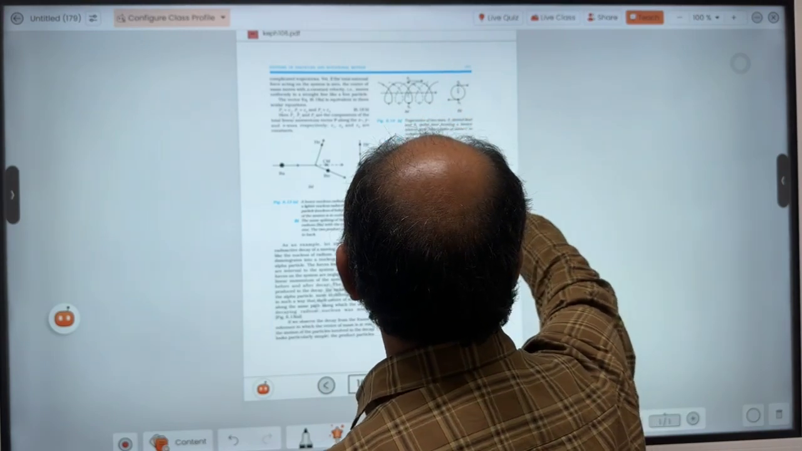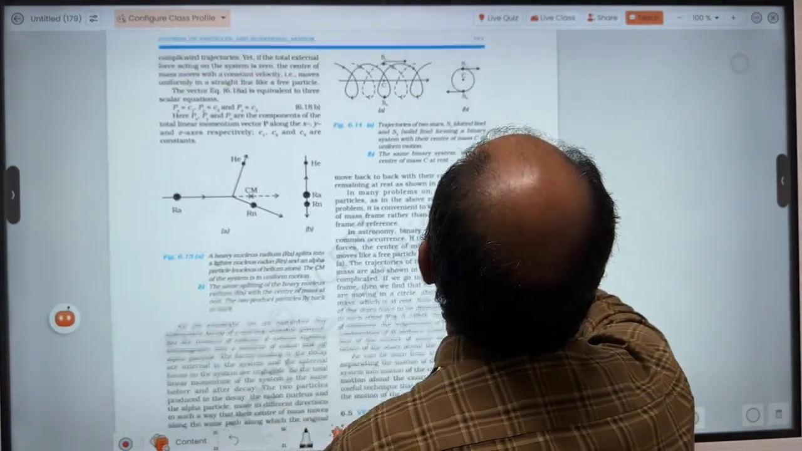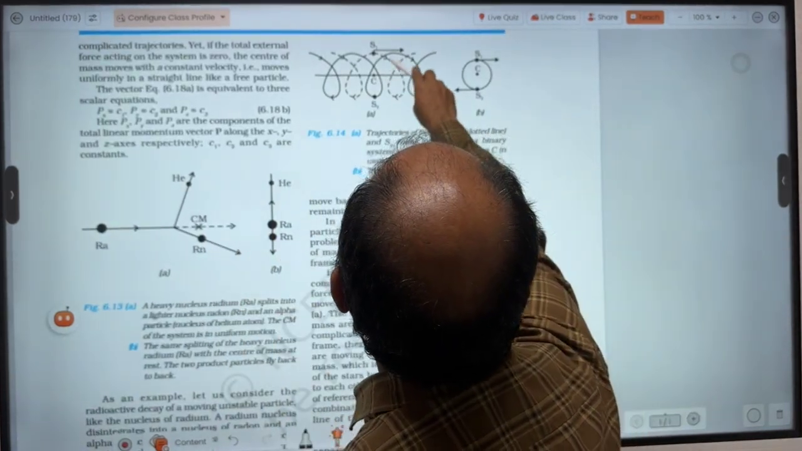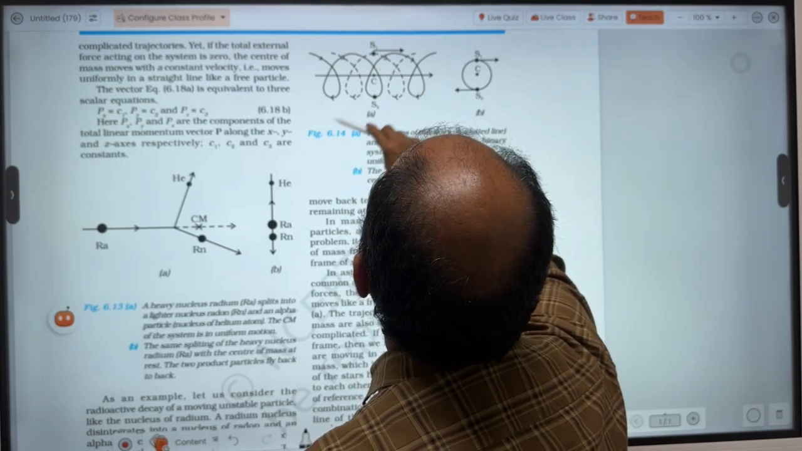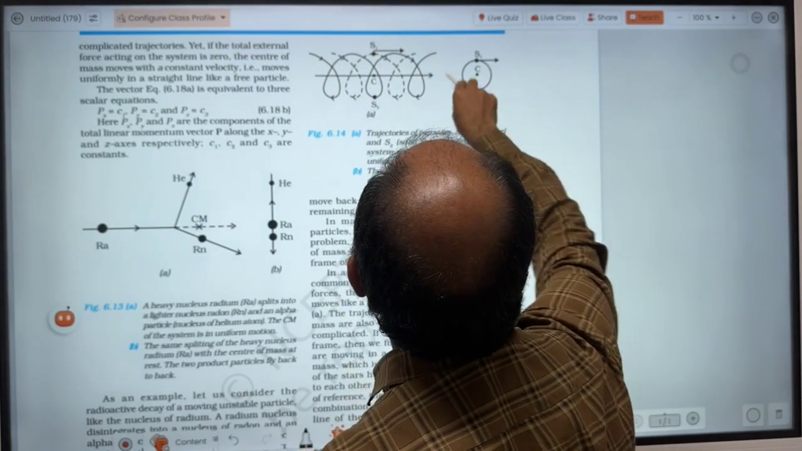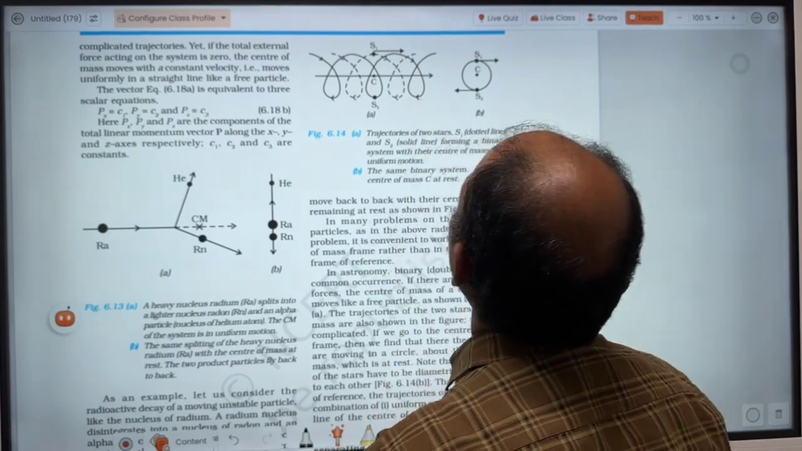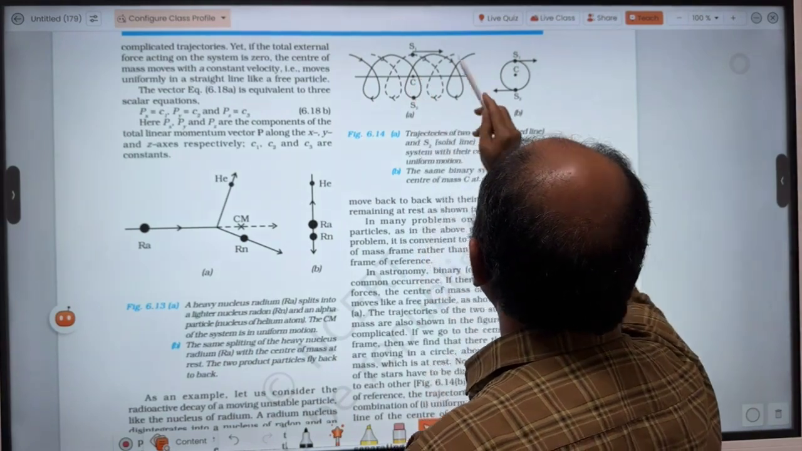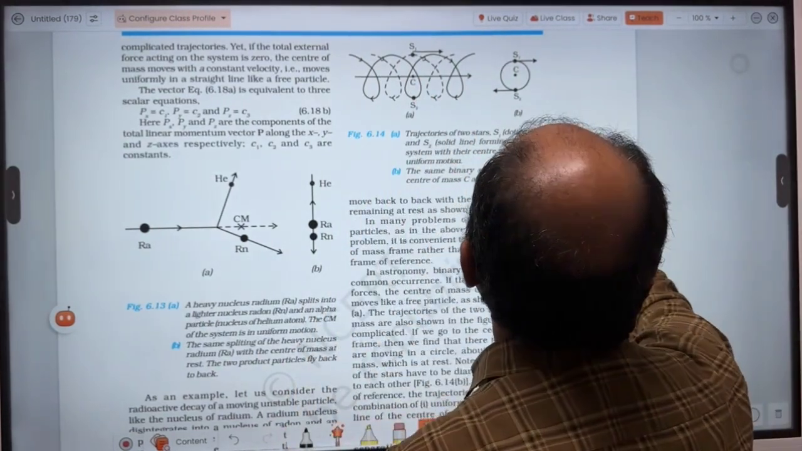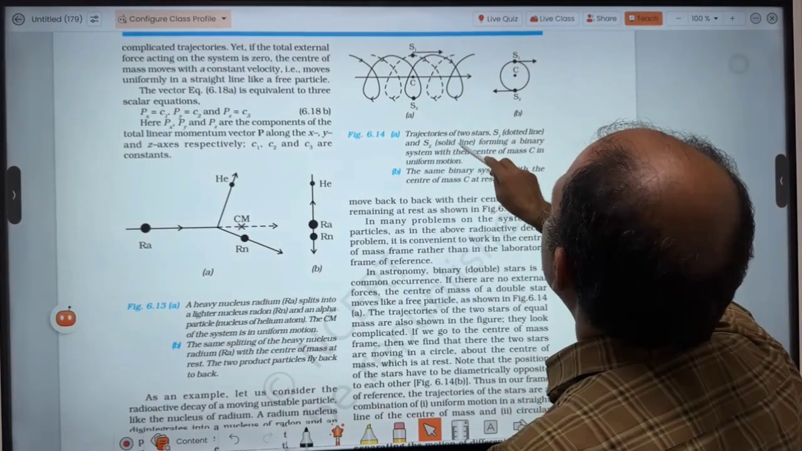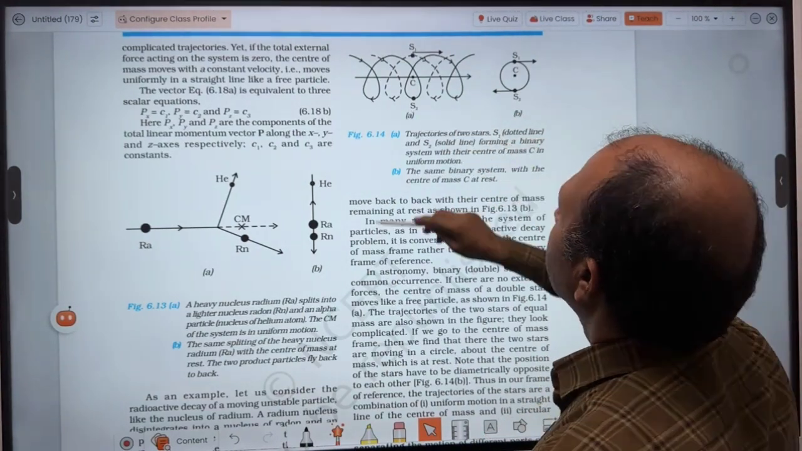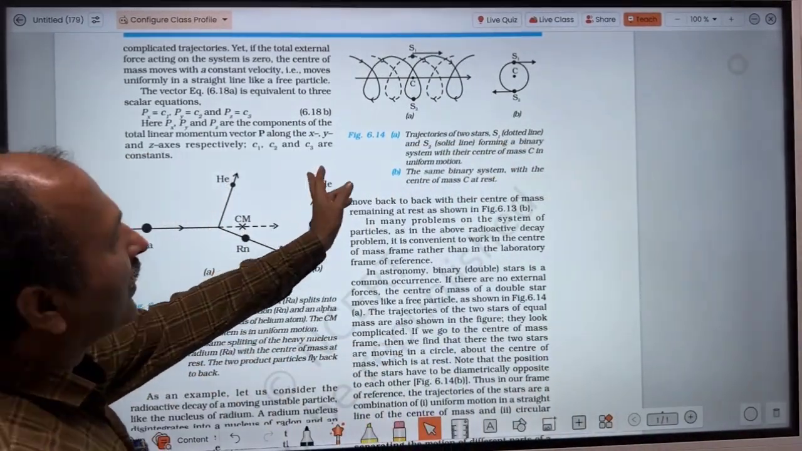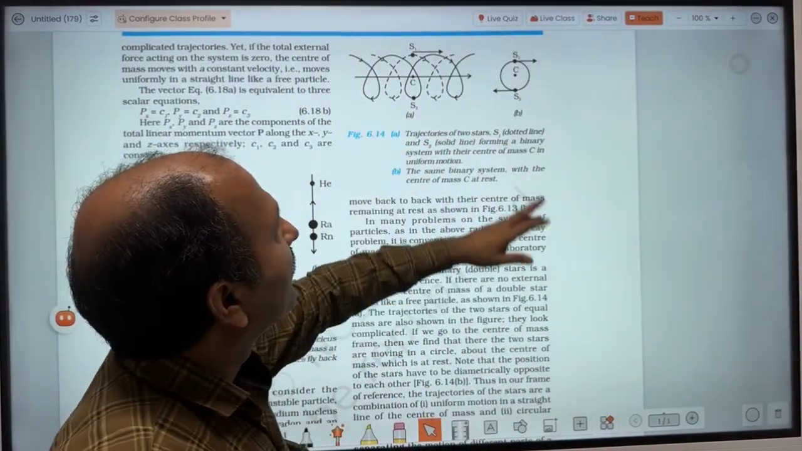Here a helical path is shown. So let's read it. What is given? Trajectories of two stars. Here two stars are given. One star is here, one star is there. This is the trajectory of one star, this is the trajectory of another star. So what will be the trajectory of the center of mass? The center of mass will move like this. Trajectory of two stars, S1 dotted line as shown, and S2 solid line, forming a binary system. Binary system, you understand? There are two particles. So here the direction of the center of mass is shown.